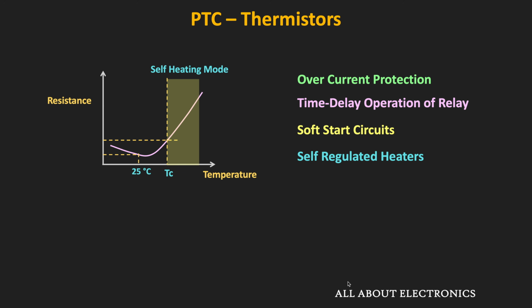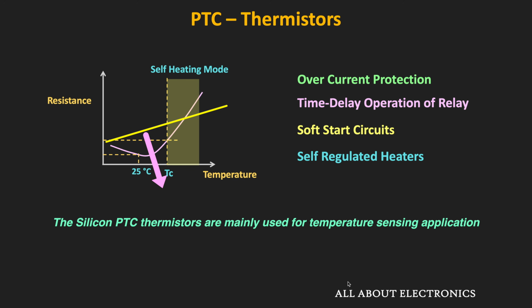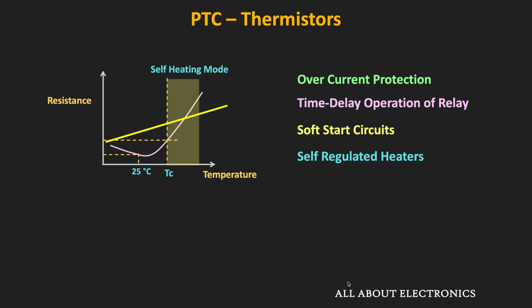Apart from that, there is another type of PTC thermistor whose response changes linearly with the temperature. This type of PTC thermistor is mainly used for temperature sensing applications. Here, by measuring the change in the resistance of this PTC thermistor, it is possible to measure the temperature. For that, we can use similar hardware techniques that we have discussed for the NTC thermistor. Now let us see how these PTC thermistors can be used in all these applications.